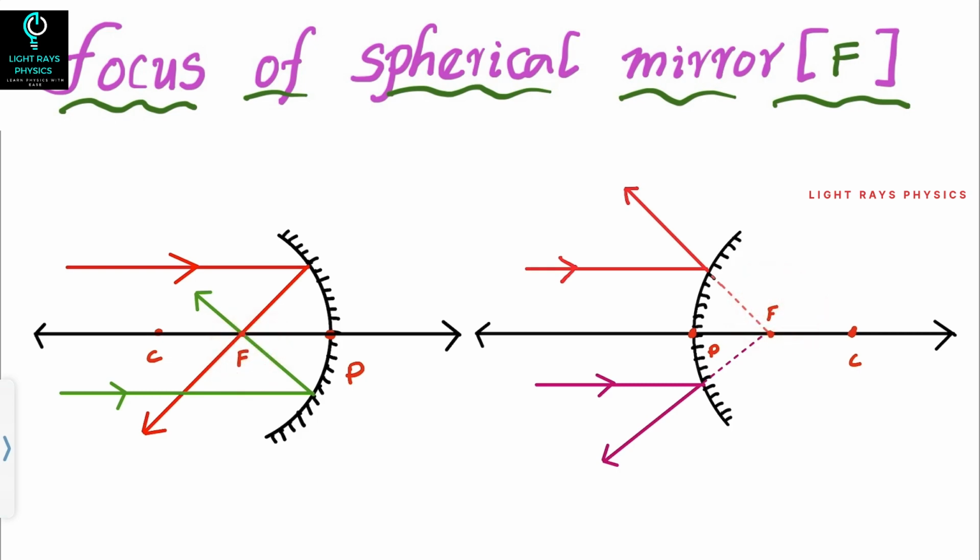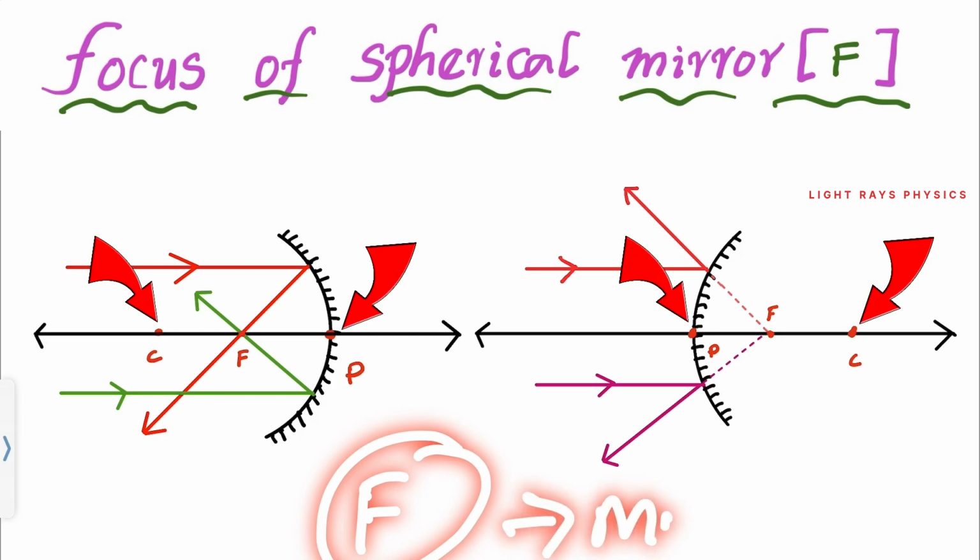You can observe that for the concave mirror the distance between F and C and F and P are equal, and on the convex mirror F and P and F and C are equal. So we can say F is the midpoint between P and C. So this is one more definition of focus.